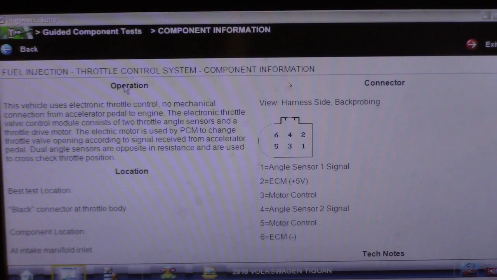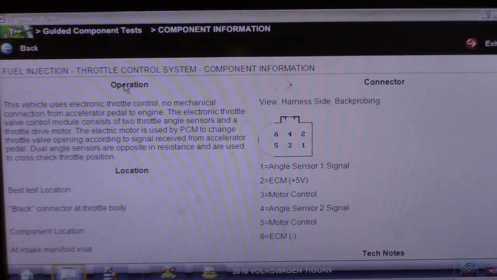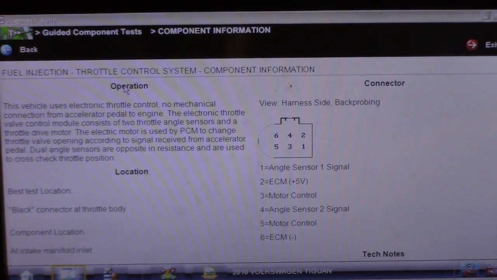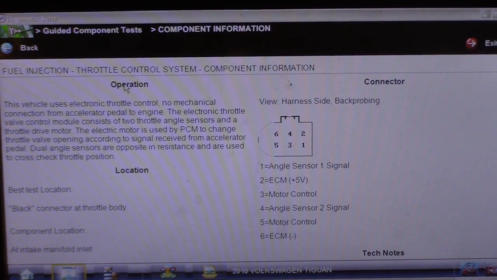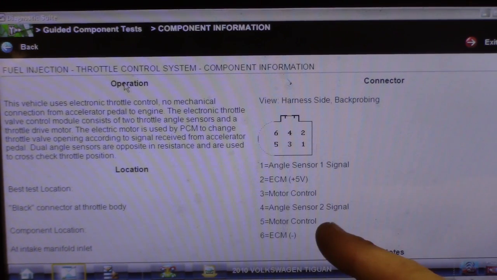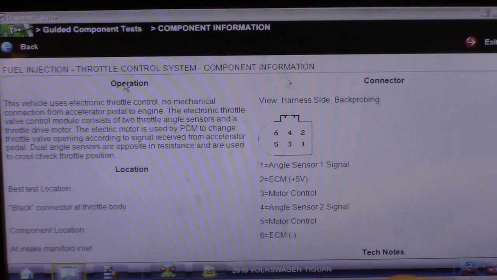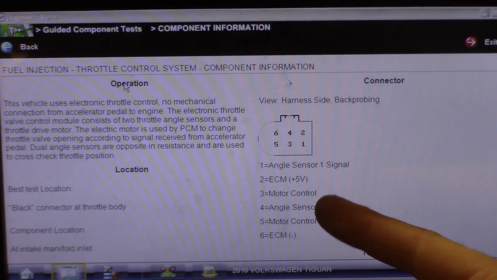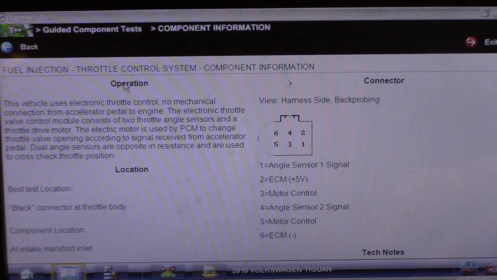So that would be if one pedal position sensor goes bad, you still have half throttle. So you would still have some type of limp mode to get you somewhere. That's not what we have here. There are two sensors inside this throttle valve, and then there is a motor that is reverse polarity. So the ECM will reverse polarity this motor control, so pin 3 and pin 5, if this is right. So that's where I want to go.